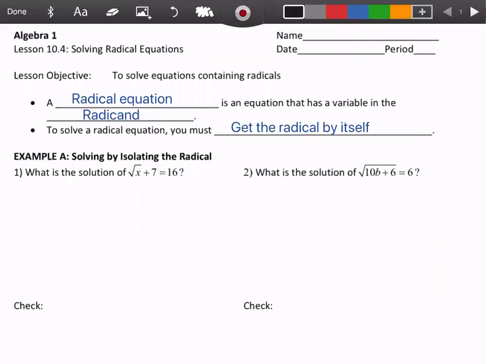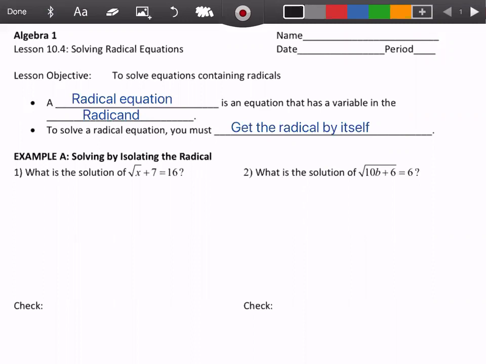In this video, we are going to learn how to solve equations containing radicals. A radical equation is an equation that has a variable in the radicand. To solve a radical equation, you must get the radical by itself on one side.